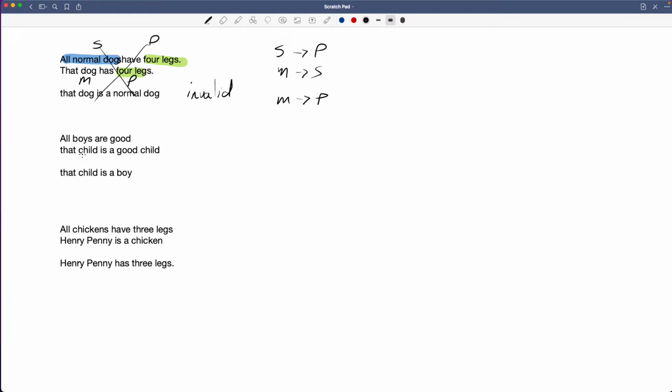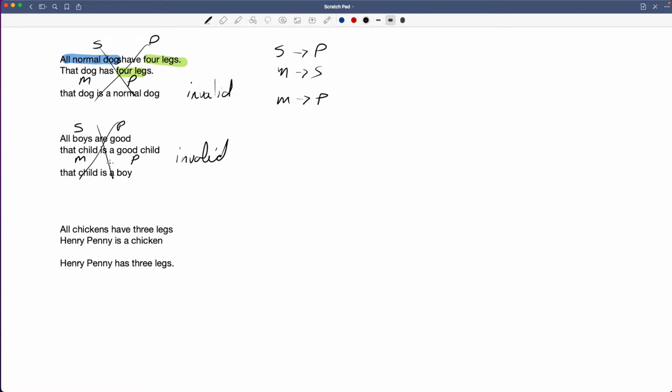We have all boys. That's our set. And the predicate descriptive is good, or predicate nominative. That child, that's the member, is a good child. Again, that's a predicate. It doesn't match. It doesn't line up. So this is an invalid statement as well. It doesn't work. Because what if that child is a girl? Just because that child is a good child, that could be a girl.